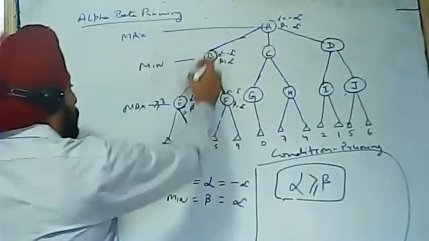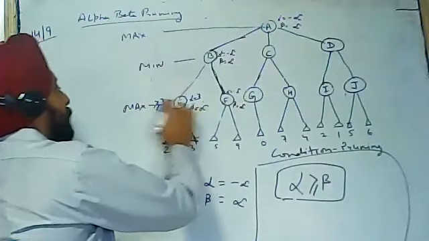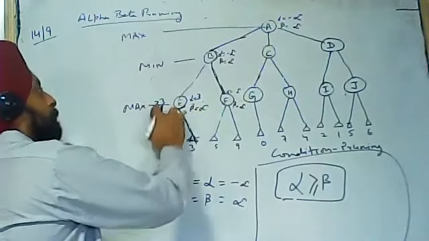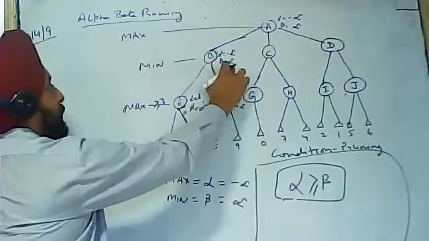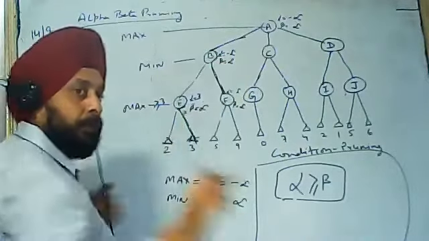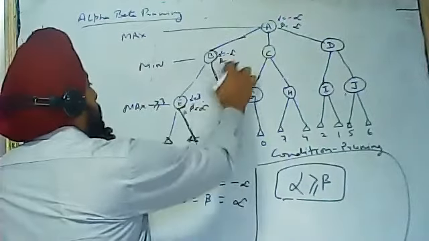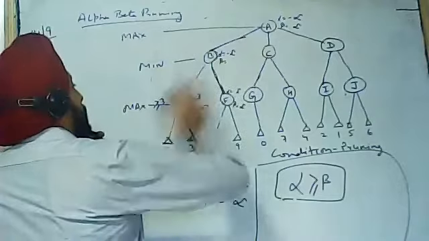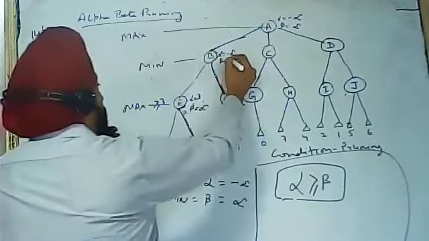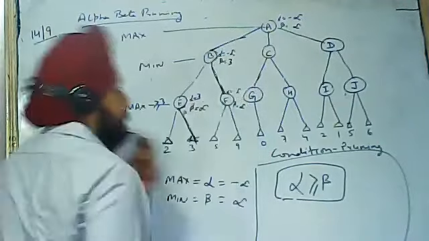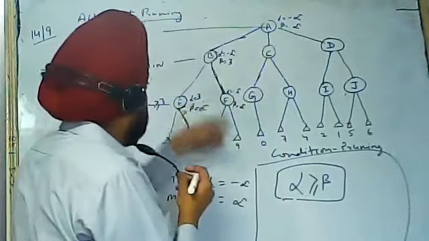But if beta follows this branch, it will come to this node, and this node's value now becomes 3. It will provide 3. So what is less? Infinity is less or 3 is less? So 3 is less. So this node value will come to beta. So node values can go upward, but the alpha and beta values come downward. So here it gets 3. Now come to this part.